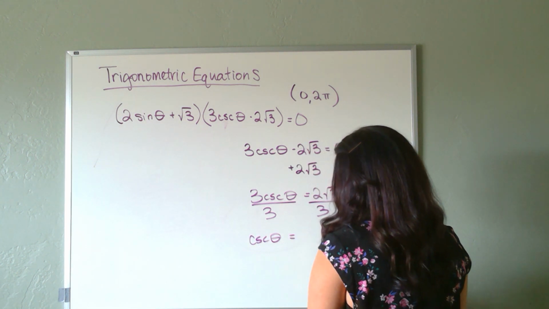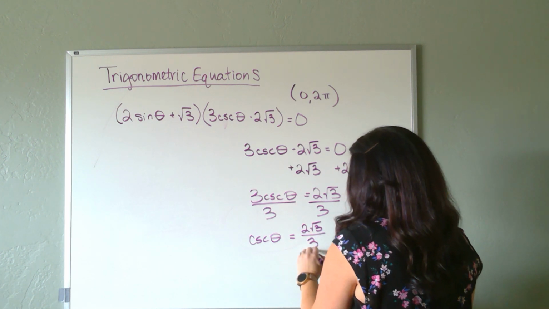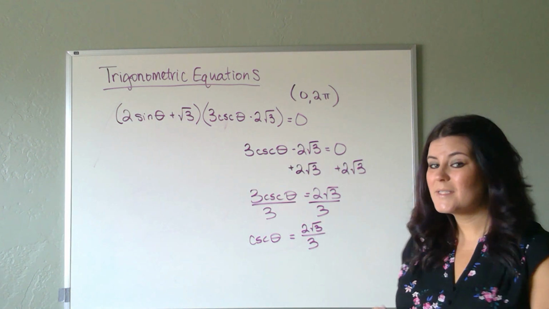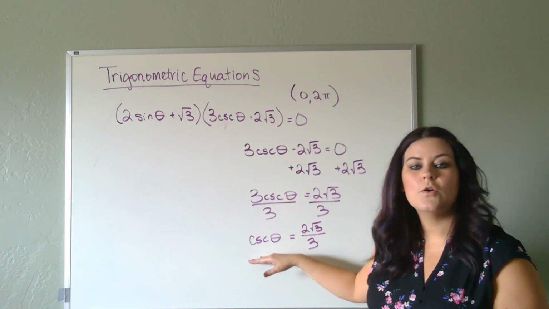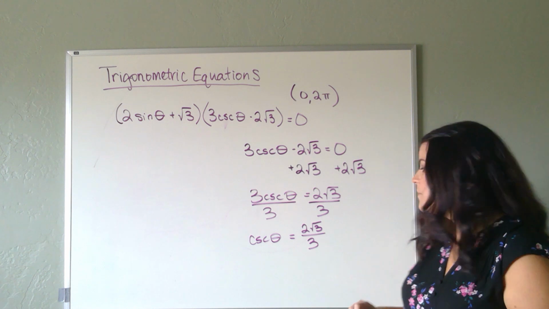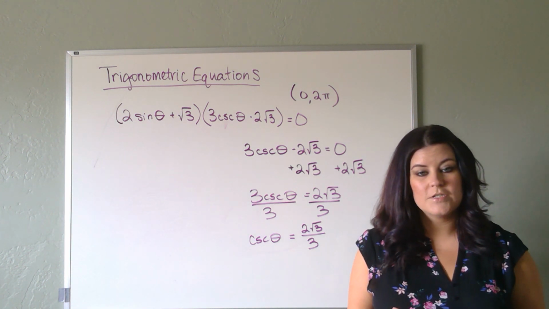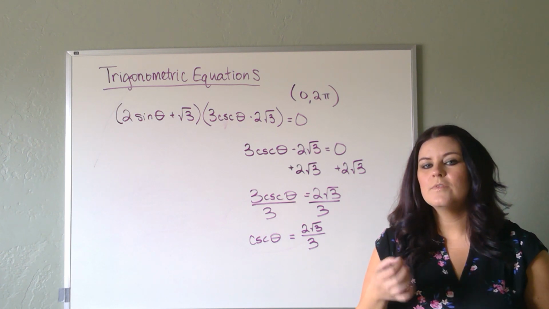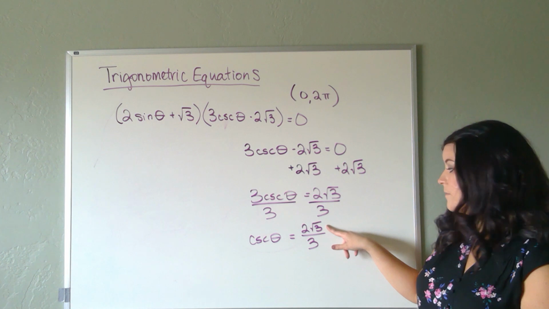And I get cosine theta equals 2 root 3 over 3. This one's going to be a little harder for us. Actually, it's going to be a lot harder because we're not used to knowing values of cosecant. But when I'm looking at a cosecant or a secant, so one of those reciprocal functions, what I do is pick out familiar numbers. So when I see this, I see a root 3.